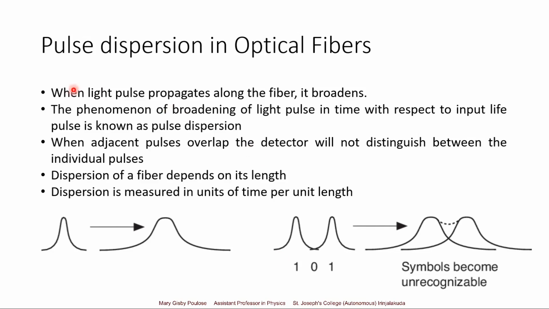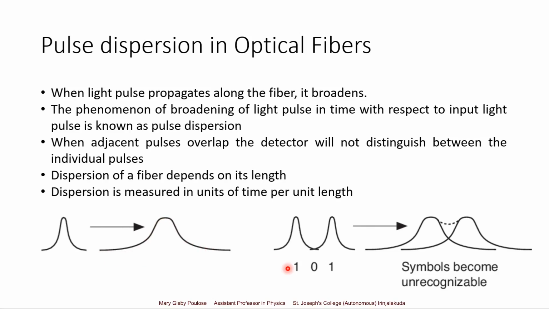When a light pulse propagates along the fiber, it will broaden. And the phenomenon of broadening of light pulse in time with respect to the input light pulse is known as pulse dispersion. So at the input, if we have a pulse like this, over time, as the light passes through the optical fiber, if it passes through 1 kilometer, so with distance, it will broaden.